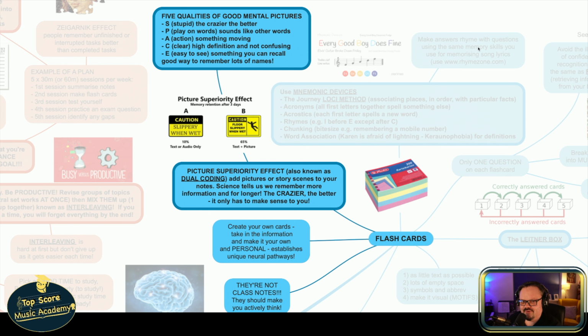It's a bit like some people who have excellent memory remembering an entire deck of cards shuffled. So yeah, the crazier the image is, the better. It only has to make sense to you. Picture superiority effect, memory retention after 3 days. If you're only using text or audio, 10% memory retention.